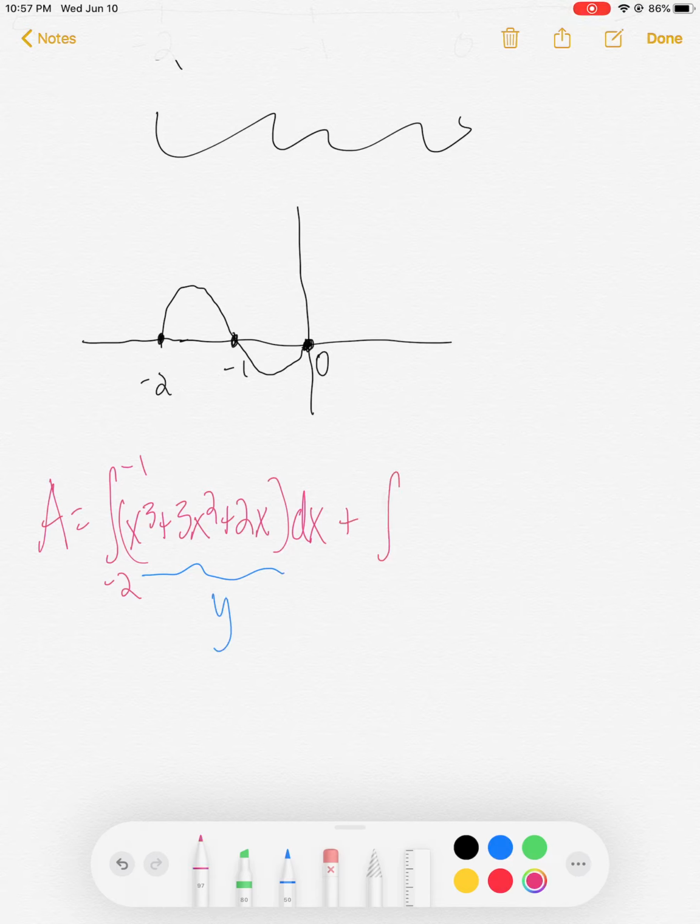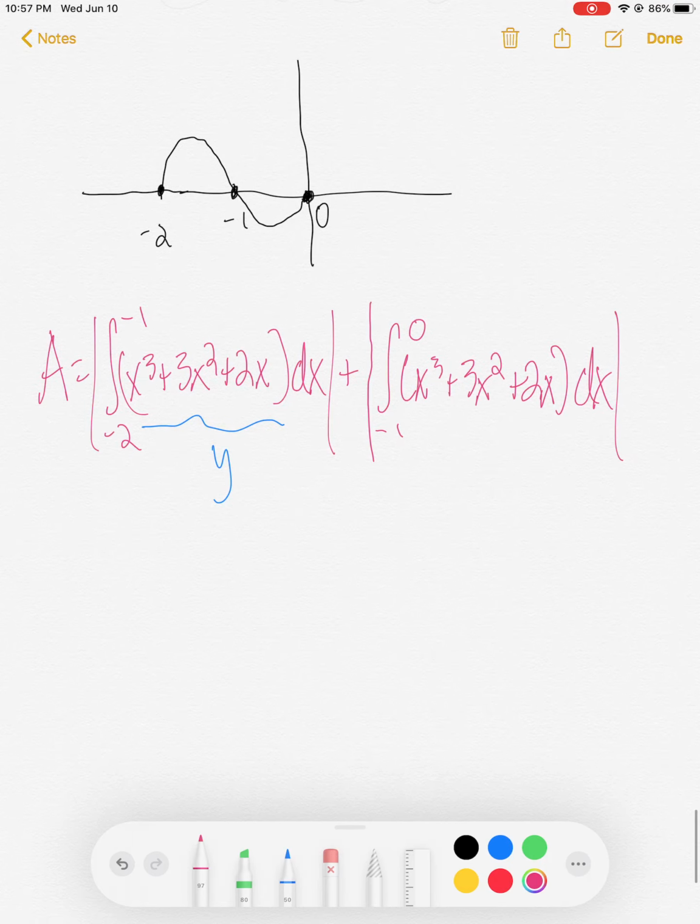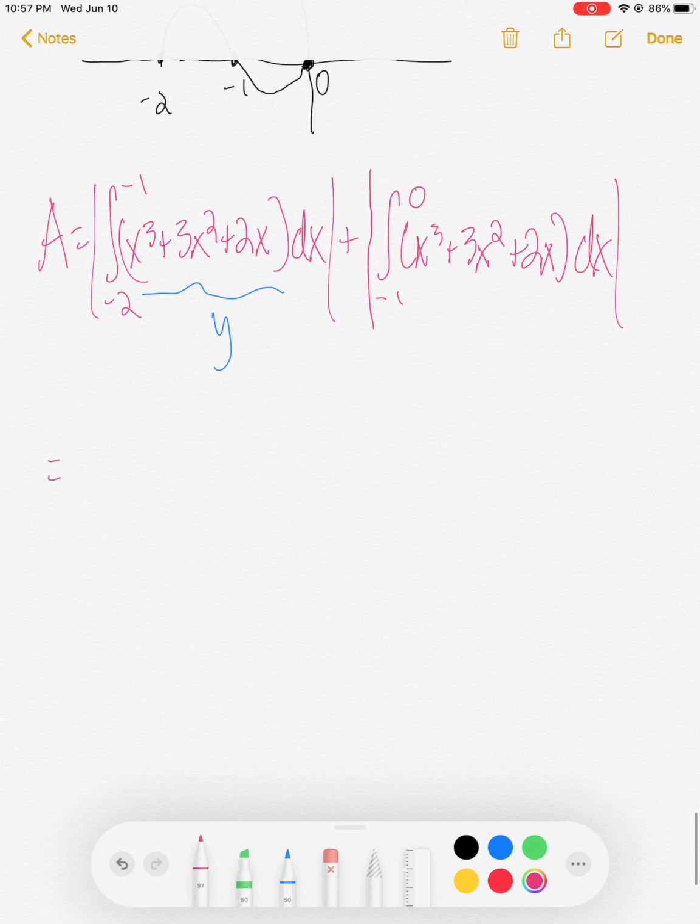So the area is going to be the integral from -2 to -1 of x cubed plus 3x squared plus 2x dx. Okay, this is just y. I know it's been a while since we've seen y. Plus, now I'm going to integrate over the other interval from -1 to 0. And really, I should be sticking absolute value bars on these two things, because we're going to want them both to be positive. The integral from -1 to 0 of, again, just x cubed plus 3x squared plus 2x dx.